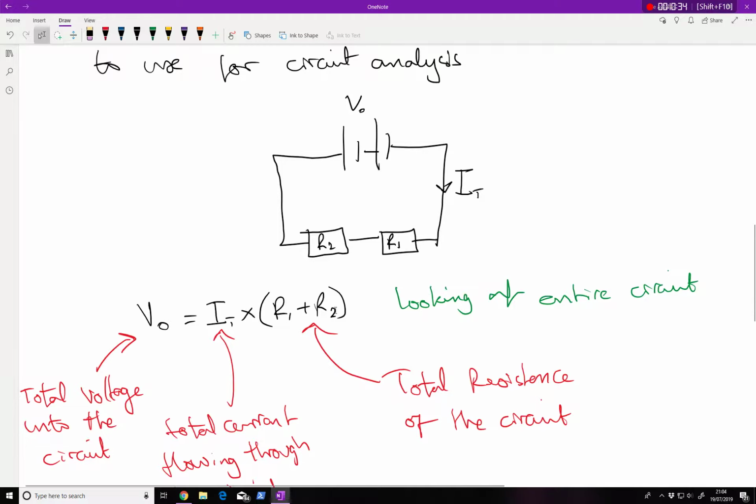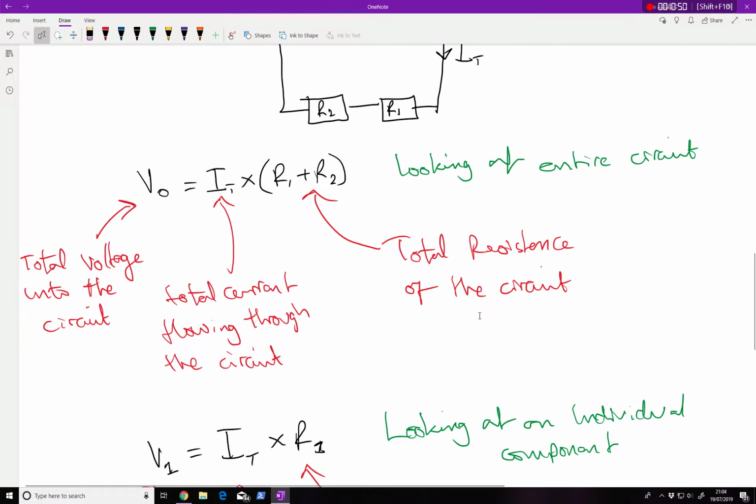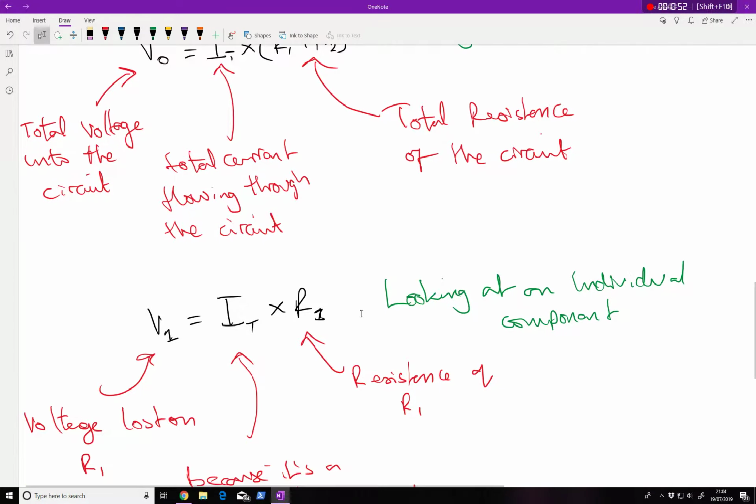So here I've used V equals IR and I've substituted V for the total voltage into the current. I've substituted I as the total current flowing through the circuit. And I've substituted R as the total resistance due to the addition of both resistances. I can also use Ohm's law to look at an individual component.